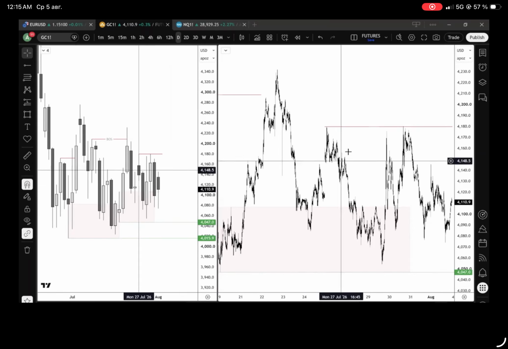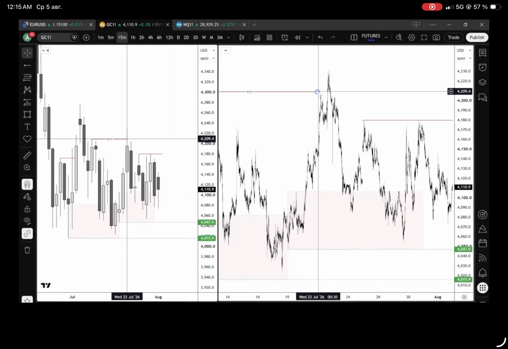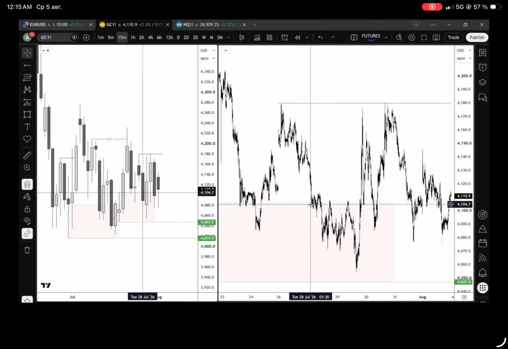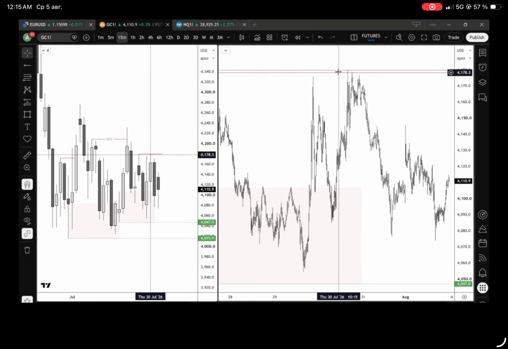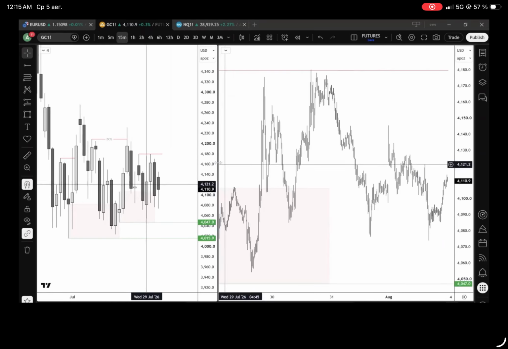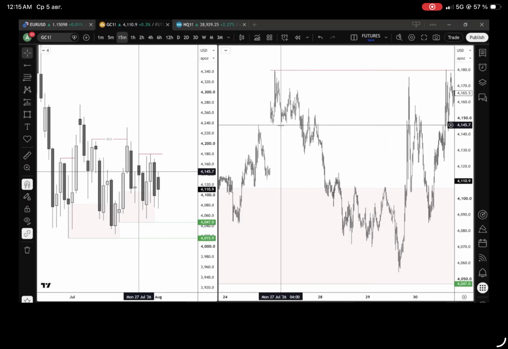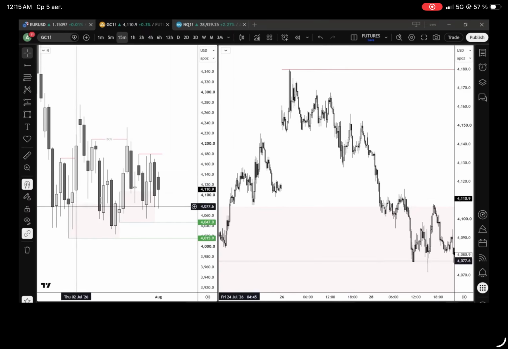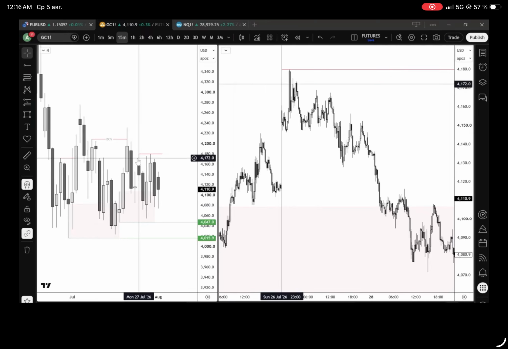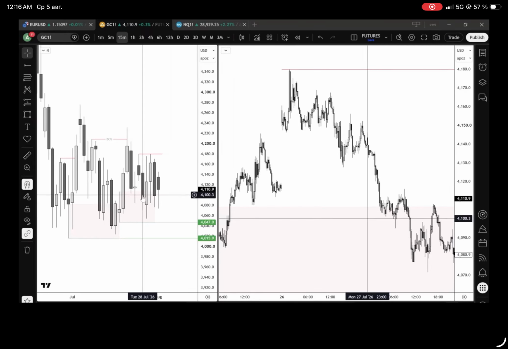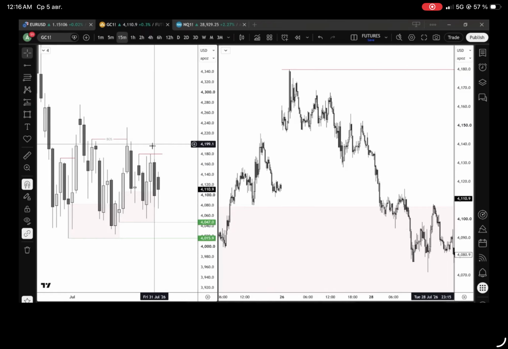Now, what does that look like on the H1? We broke structure to the upside, we came back down, respected this area, and we moved away. We broke structure again to the upside. We're going to go through it day by day. On Monday, we gapped up. We respected this area on Tuesday and Wednesday. Thursday then took out the high, inducing buyers, and then we started to have that sell off on Friday.